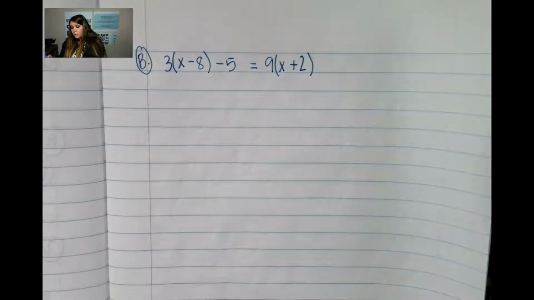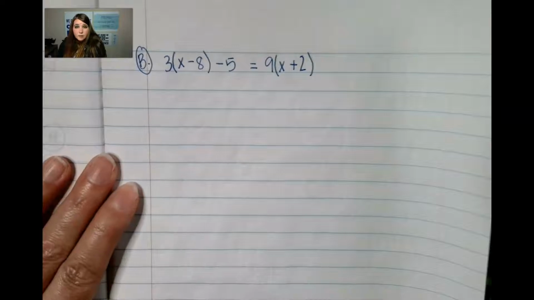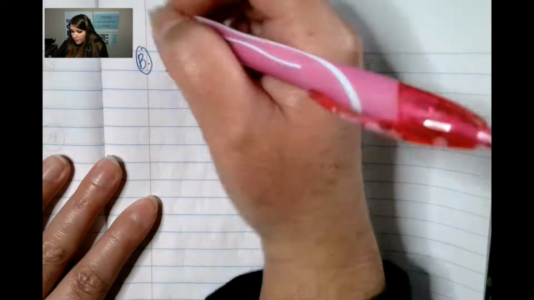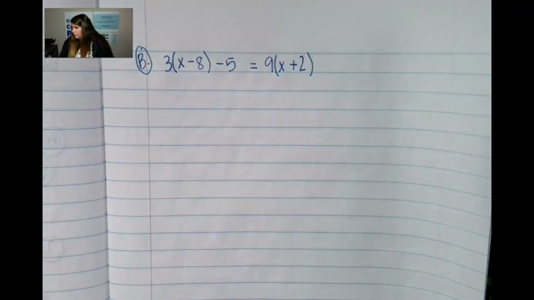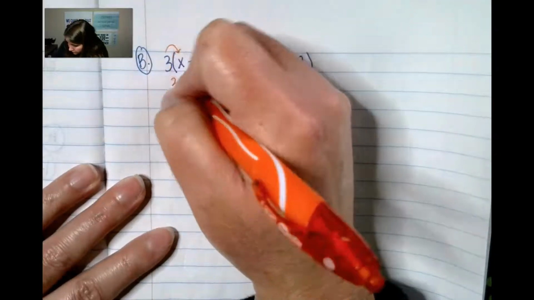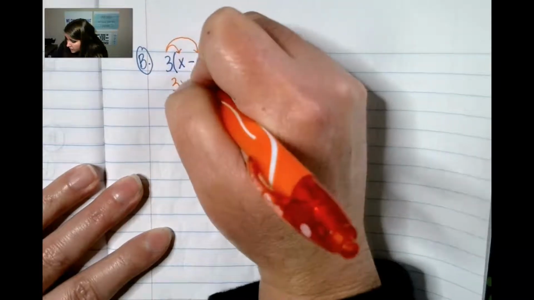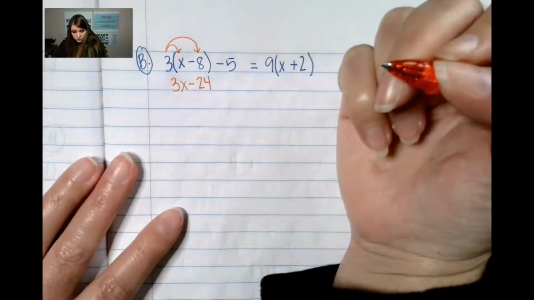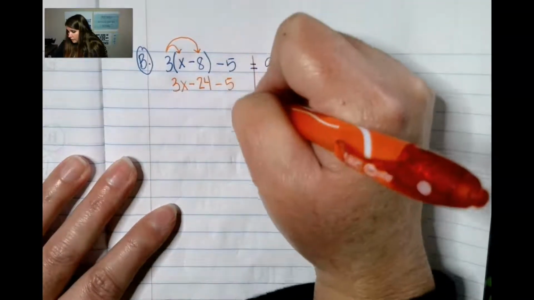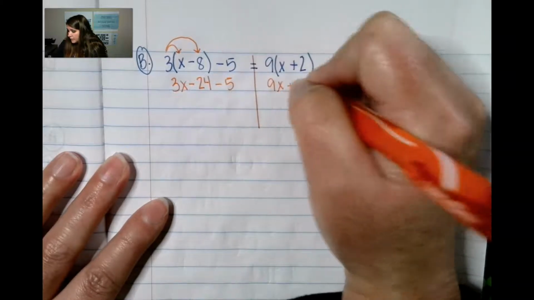Okay, so step 1 is that we need to distribute here. So we're going to use the distributive property to figure out what we have. What color did I use last time? Orange. All right, let's stick with orange. So I have 3 times x, which is 3x. And then I have 3 times 8, which is negative 24, or minus 24. Plus I have this minus 5. On my next one, I have 9x plus 18.